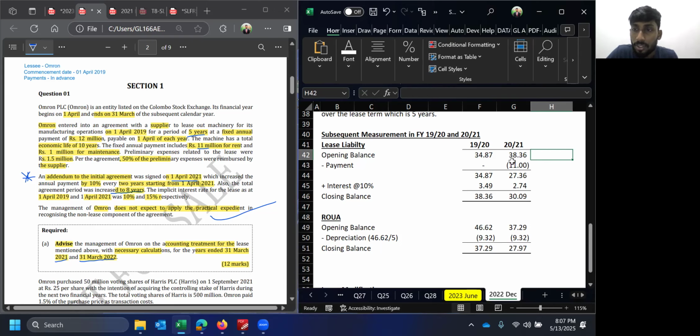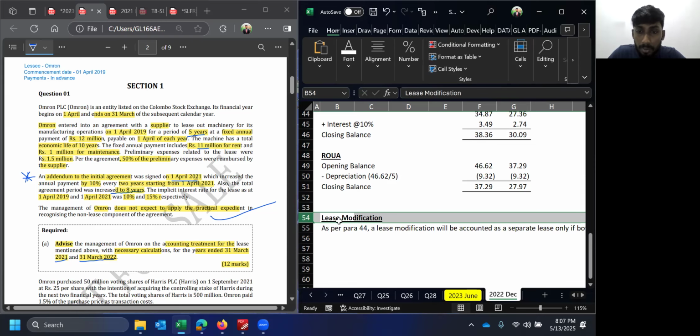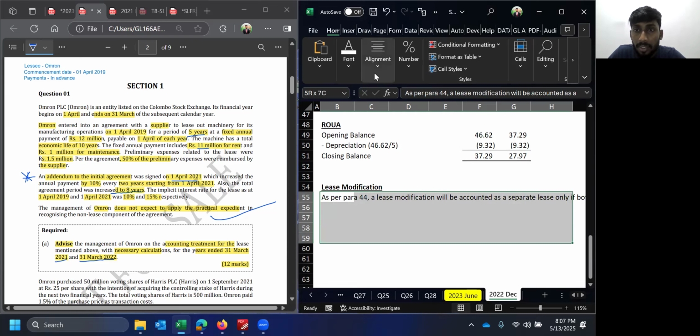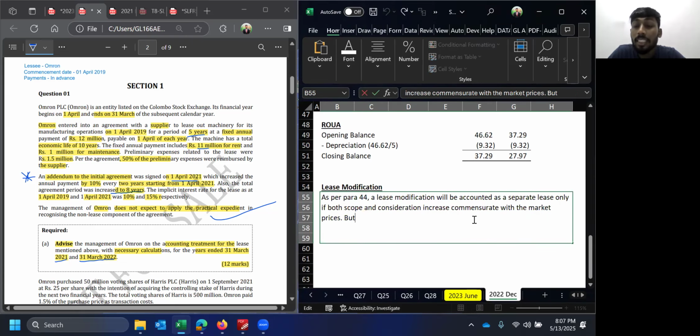Okay, so it's done, right? This part is quite straightforward now. So let's move on to the lease modification again. What I was discussing here is a lease modification not accounted as a separate lease. In this scenario, only the lease payments and the lease term get increased.